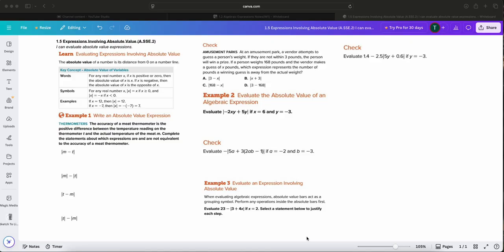So here, in example 1, it says write an absolute value expression. The accuracy of a meat thermometer is the positive difference between the temperature reading on the thermometer, T, and the actual temperature of the meat, M. Complete the statements about which expressions are and are not equivalent to the accuracy of the meat thermometer.